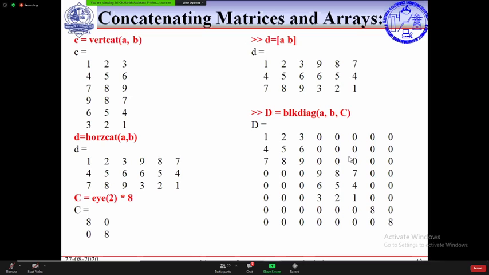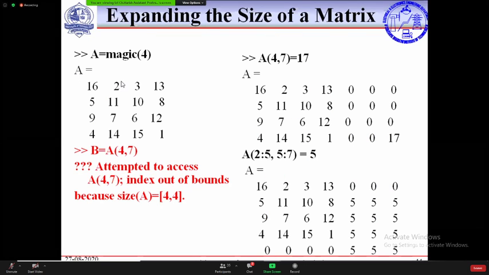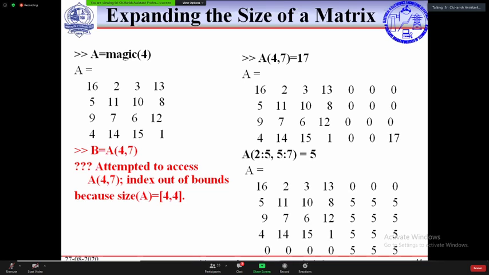Okay, now coming to magic of 4. Expanding the size of the matrix means if I want to increase the size, I have already assigned some values. I don't want to disturb that one, so I have to keep those values. I want to add some more values to that matrix. So that is when we want to add some more things to the existing data. For that, what are the possible ways?